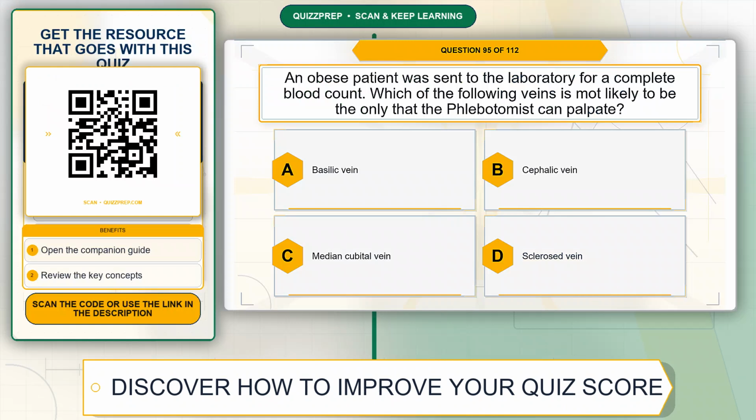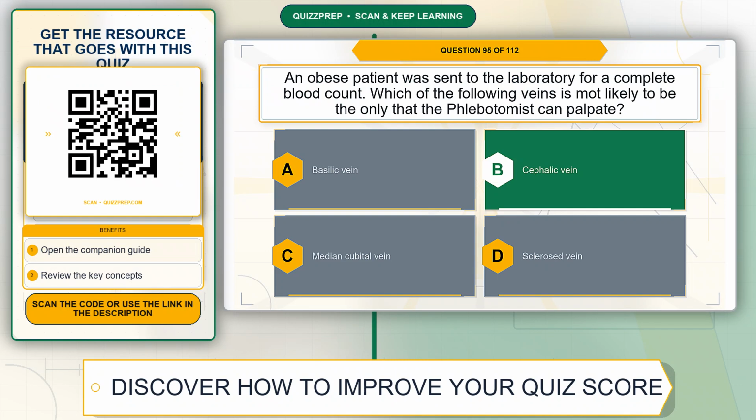Question 95. An obese patient was sent to the laboratory for a complete blood count. Which of the following veins is most likely to be the only one that the phlebotomist can palpate? Option A, basilic vein. Option B, cephalic vein. Option C, median cubital vein. Option D, sclerosed vein. The correct answer is option B, cephalic vein.